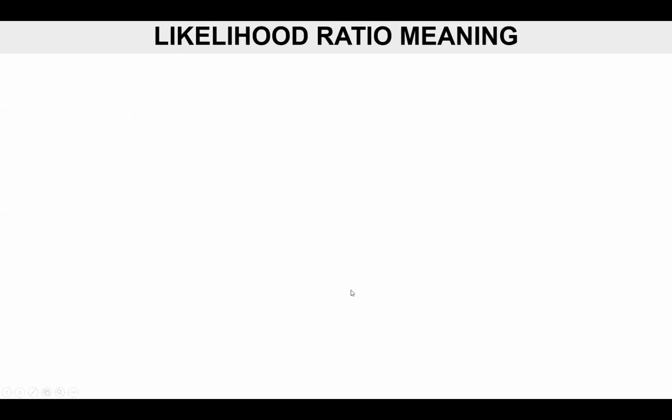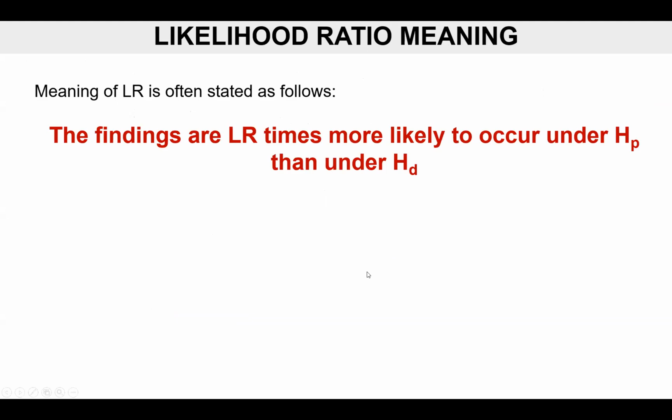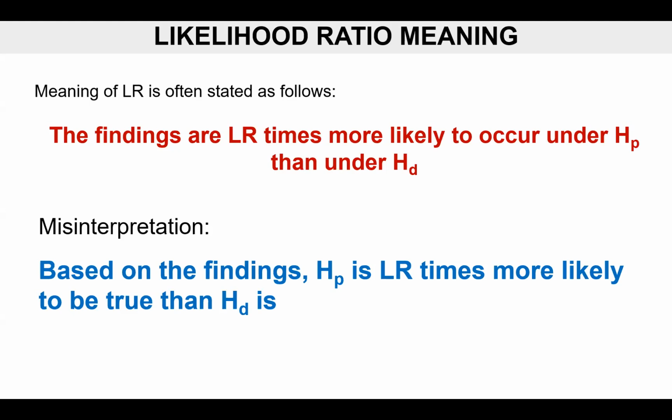If you ask someone what's the meaning of the likelihood ratio, so if the likelihood ratio is 1,000, then they would explain that the findings are 1,000 times more likely to occur under HP than under HD. But most of us are aware that there is a strong possibility of misunderstanding or misinterpreting this. And often people turn this into an interpretation where they think, based on the findings, HP is 1,000 times or a million times more likely to be true than HD is. This, everyone knows, is called transposing the conditional or the prosecutor's fallacy. This is of relevance when you go into the federal rules of evidence.